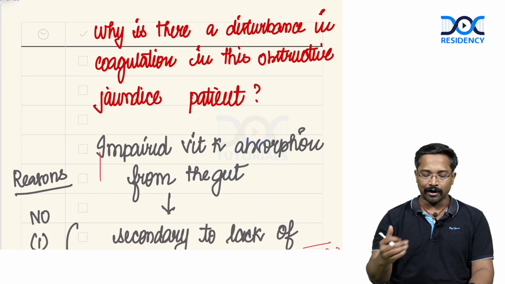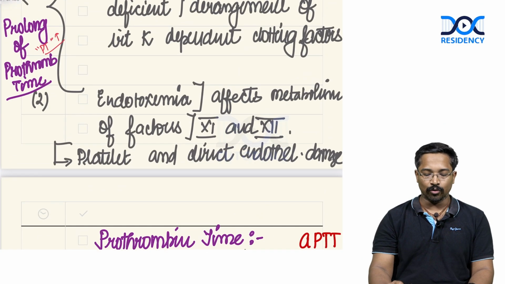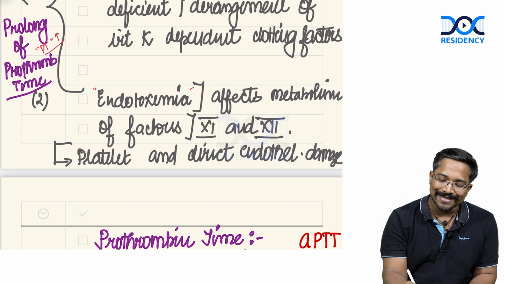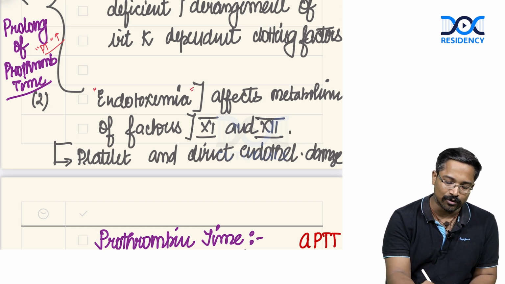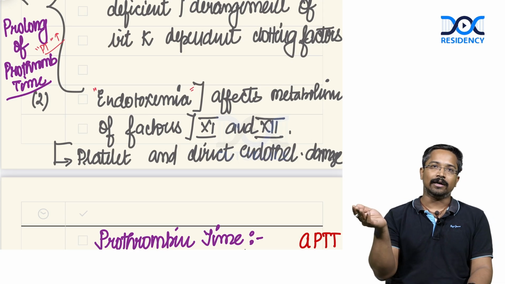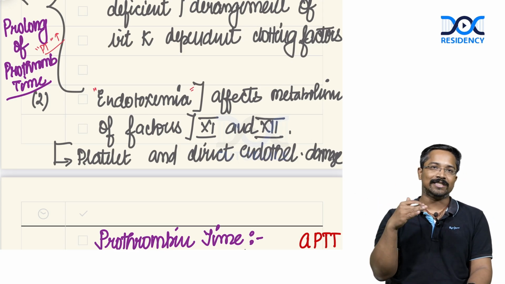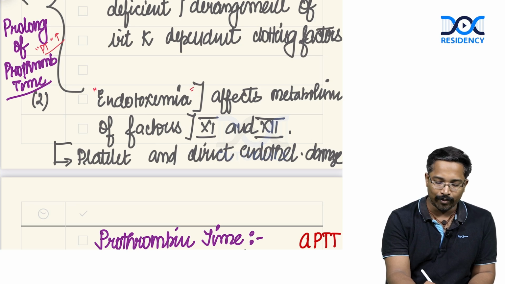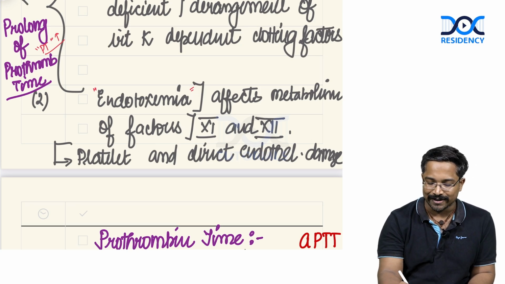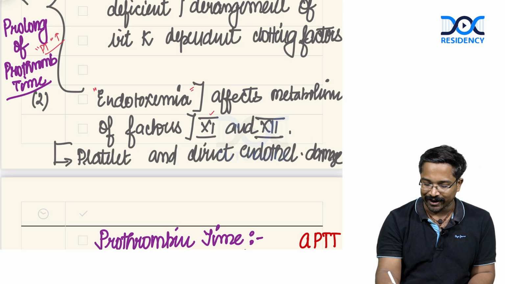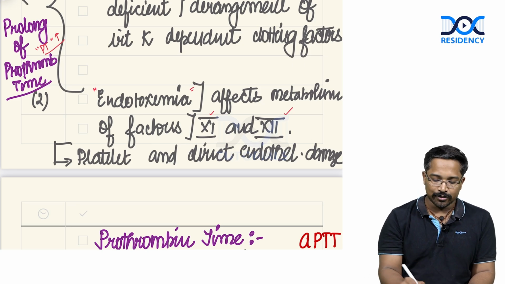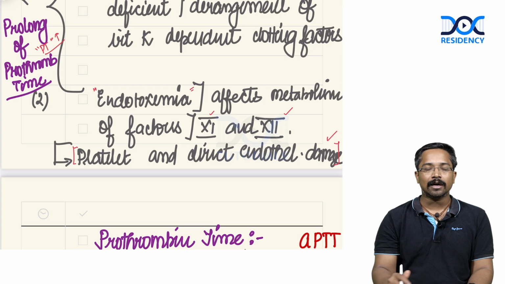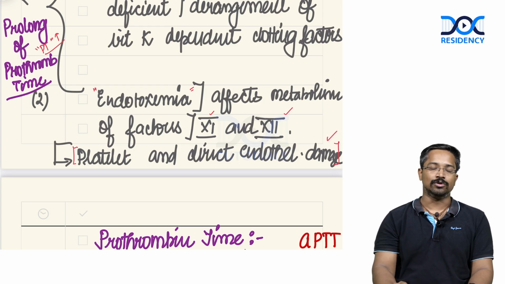That is the reason the patient is having a coagulopathy. Also, because of endotoxemia, the intestinal barrier is not maintained in obstructive jaundice. So the gram negative bacteria enter the bloodstream, which is nothing but the lipopolysaccharides of the gram negative bacteria, and that will affect the metabolism of factors like factor 11 and factor 12, which is responsible for the platelet and direct endothelial damage. So these are all affected in obstructive jaundice.